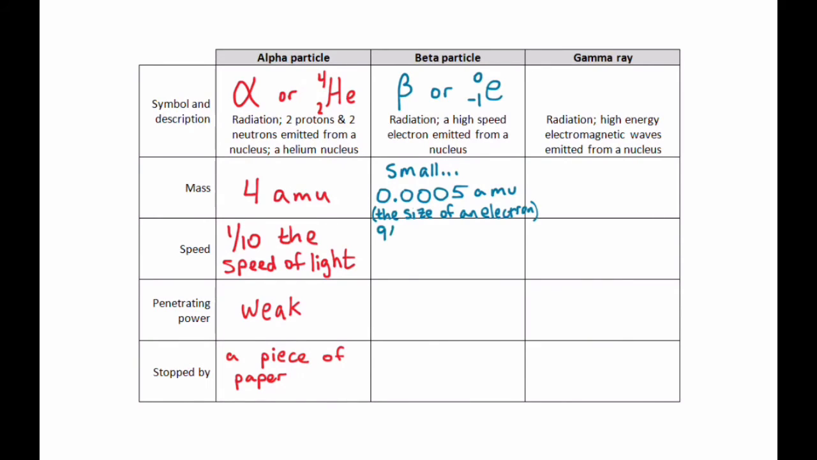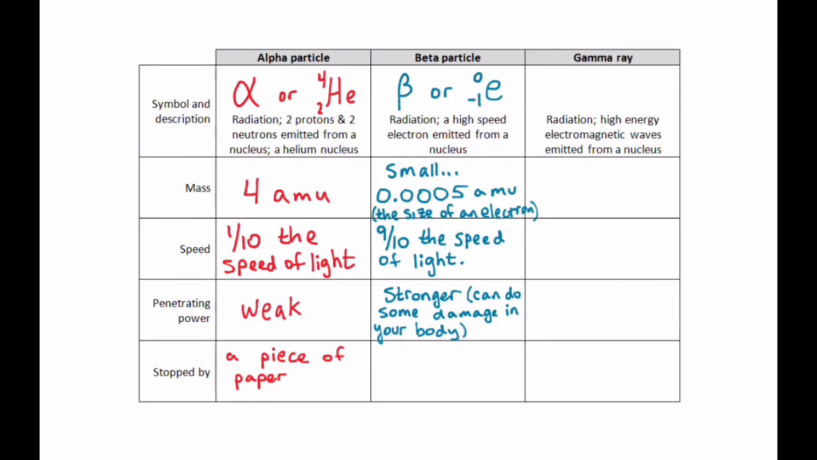Okay, the speed is faster than an alpha particle. It's 9/10 the speed of light as it's shot out of a radioactive unstable nucleus. The penetrating power is a little bit stronger than the alpha particles. If beta particles were being emitted from something in the room, I'd probably want to step away from it because it can do some damage to your body. But beta particles can be stopped by aluminum foil or even just a piece of glass.